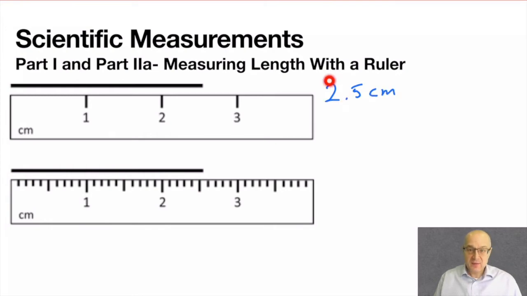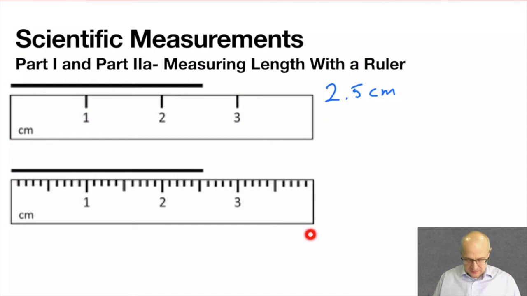Now, let's be careful. This number I got from the device. This number I estimated. It's called the estimated digit. I literally made a guess at it. You might have said 2.6, maybe even 2.4 or 2.5. All those are correct. It's this number that you measure from the device. You can get it directly from it. This one you're estimating using your mind's eye to kind of figure out if there were graduations here, what would it be? Okay? Let's go to the next one.